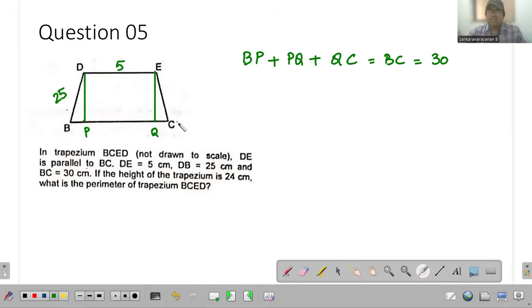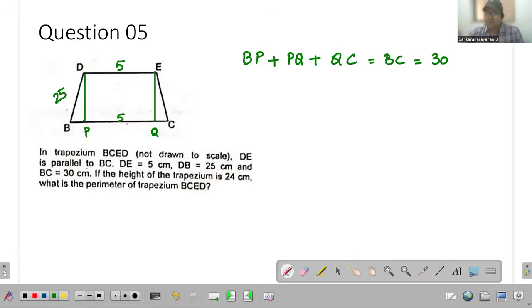I am dividing that 30 centimeters into three segments, BP, PQ and QC. Can I not see that PQ and DE will be equal, because it's a perpendicular that I have drawn from here, right? So PQ and DE should be equal to 5 centimeters each. I shall put it like this. Got it? So I'm just writing that number over there.